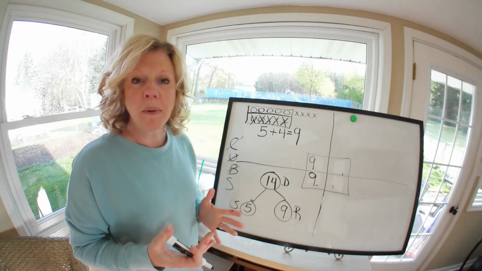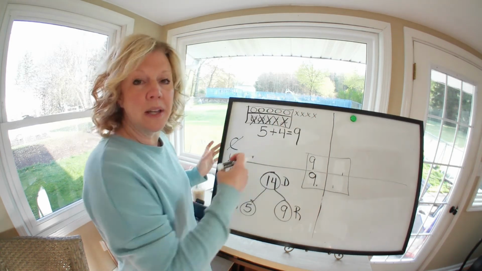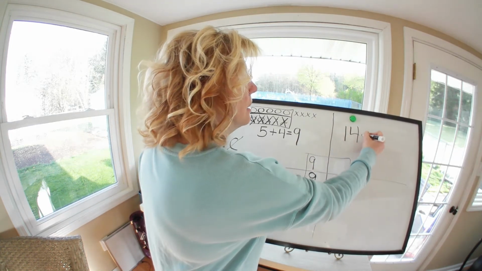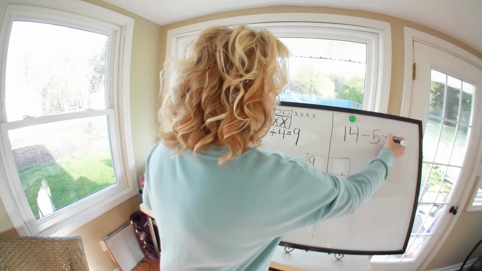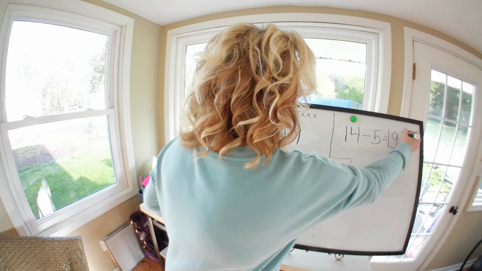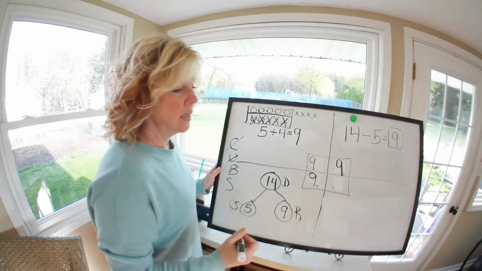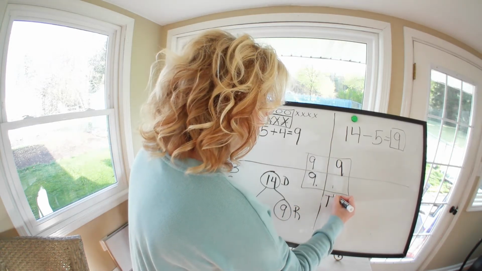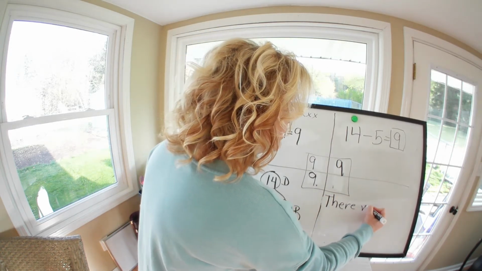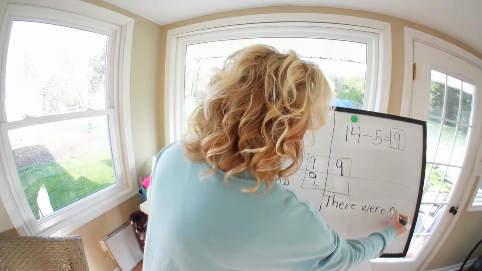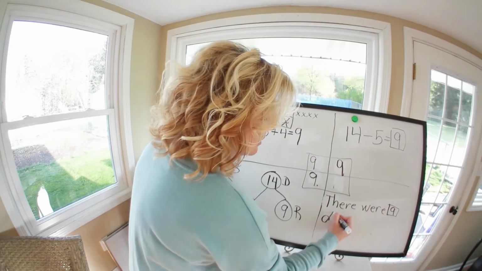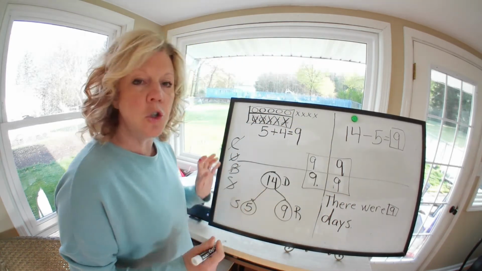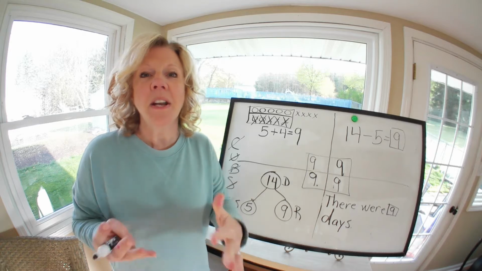Now, let's look at our number sentence. How many did we start with in the beginning? We started with 14. And then we crossed off 5 of them, which left us with 9. So the question is, how many days were rain? We can say there were 9 days.